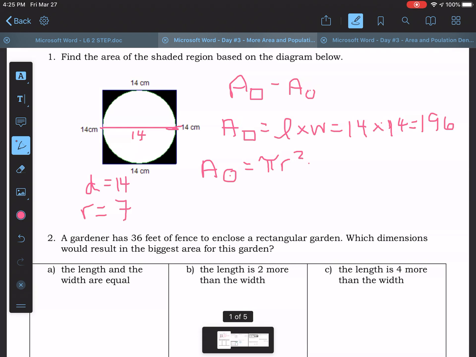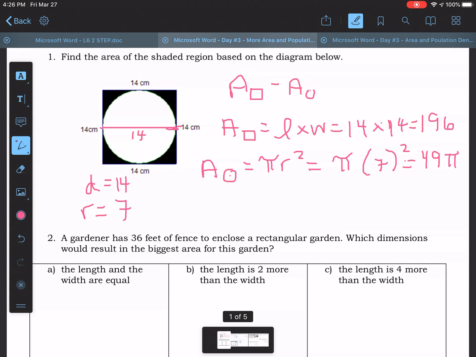So when I go back to my formula, I'm just going to plug in pi times 7 squared, and that gives us 49 pi. You can leave it like that, unless the question asks you to round to a specific decimal point. I would leave it in terms of pi.